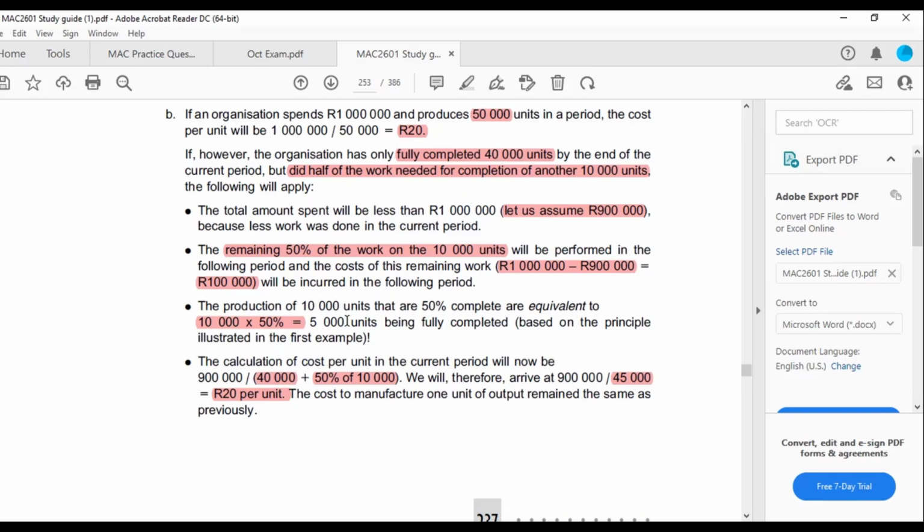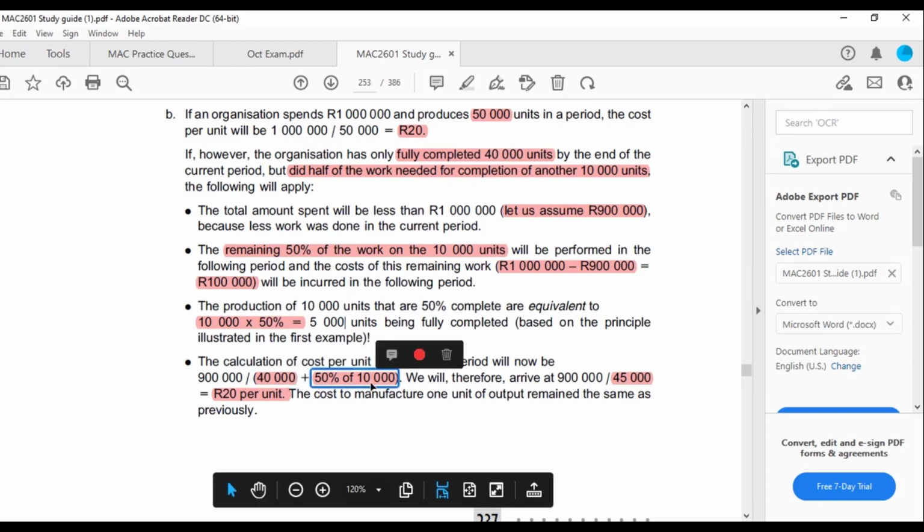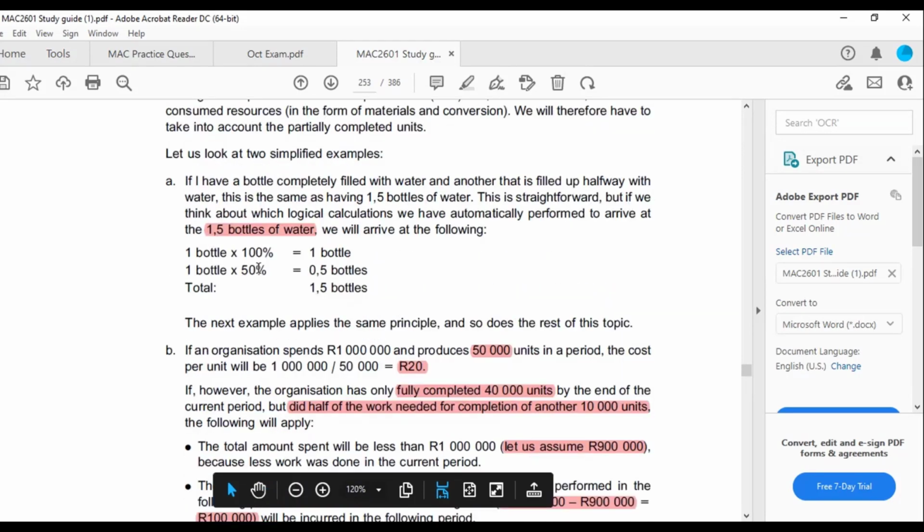But does it mean that I won't be able to get a report to say, okay, so far how much have we spent? Where are we in terms of the completion stage? You will be able to tell me, given the circumstances, we managed to produce 40,000, and sadly, we only managed to do 50% of the 10,000 that was remaining. So in terms of that, how much was the cost per unit for that period? You have to show the 100% and the 50%. So it's still that 1.5 situation that we introduced here.